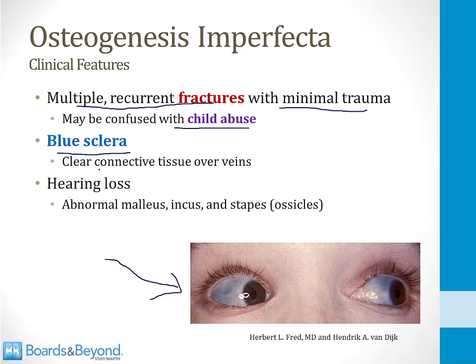This is because of clear connective tissue in this disorder overlying the veins in the sclera. In addition, these children often have hearing loss. This is because, remember, there are important bones in the ear, the malleus, the incus, and the stapes. These are called the ossicles, and they are abnormal in osteogenesis imperfecta.